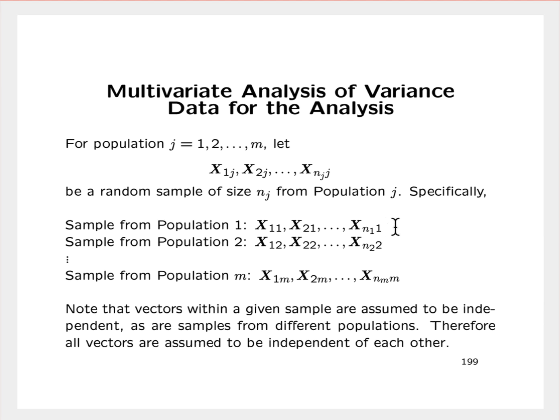In addition, the other assumption that is part of MANOVA is that the samples from different populations are stochastically independent as well. And so therefore, not only are the vectors within a sample independent, but the vectors across samples are independent as well. So all of these vectors are assumed to be stochastically independent of each other. So that's a very important assumption that we need to remember and take into consideration.